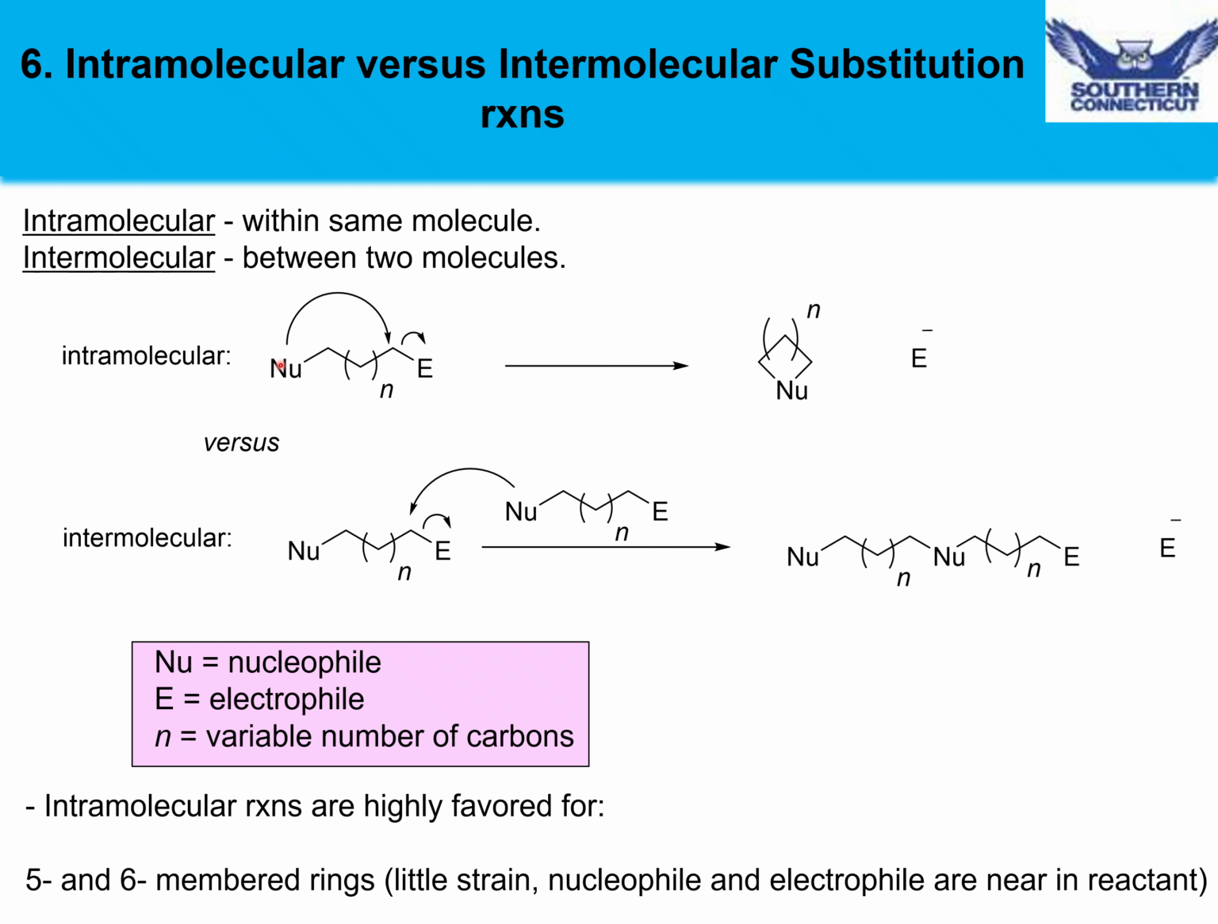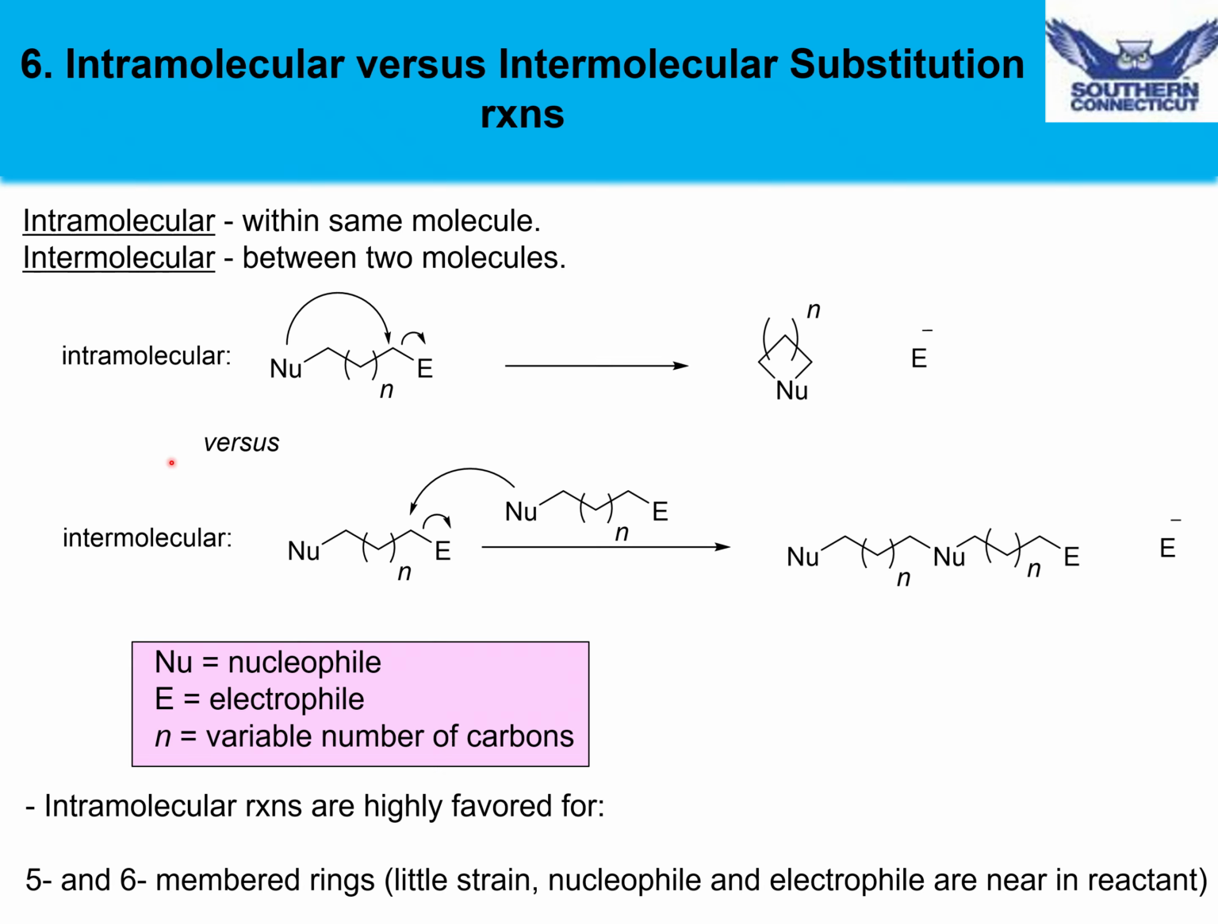So if the conditions are right, the nucleophile can attack the carbon that is electrophilic and eliminate the leaving group attached to it. And that will lead to a ring being formed.